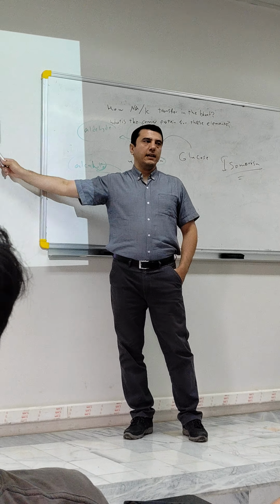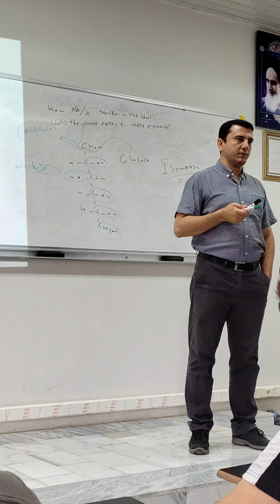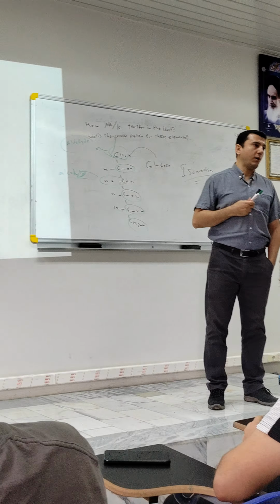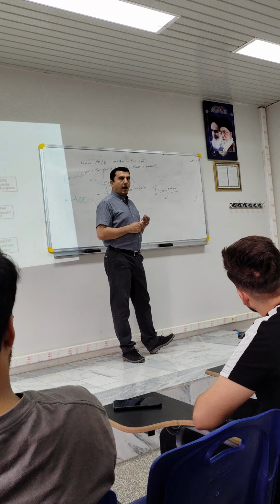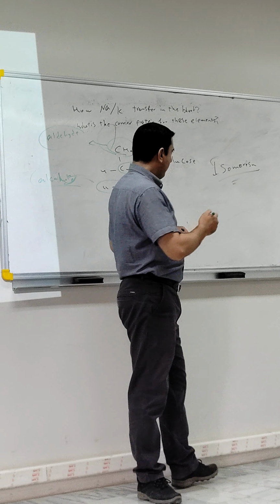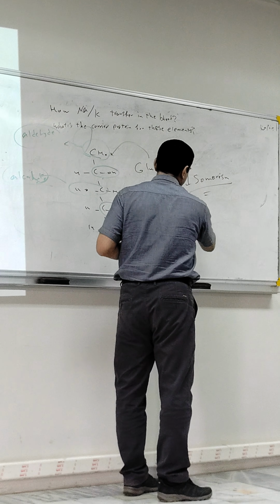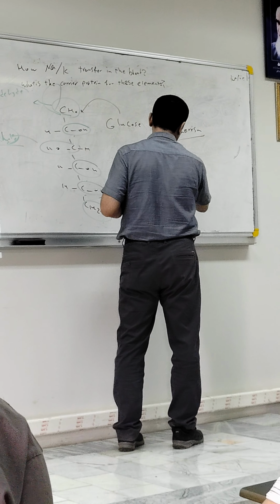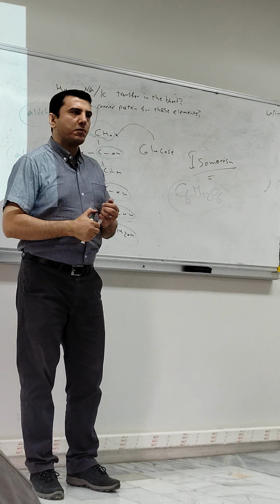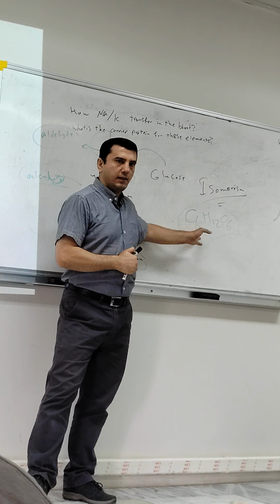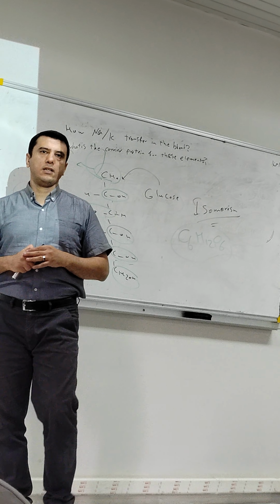The next aspect of elements and molecules, the chemical molecules in the cells, that we should know about. What are isomers? I will explain isomers with an example. You know this formula, C6H12O6.